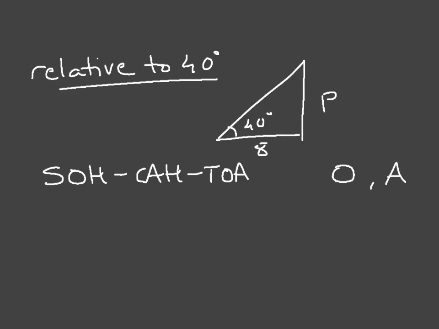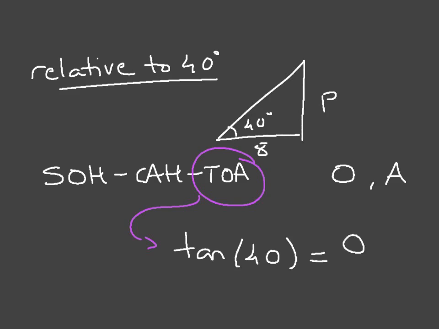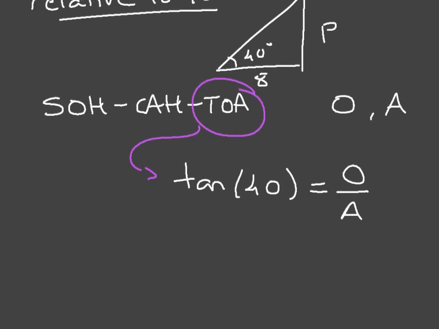Now, once again, it doesn't take us too long before we manage to pinpoint TOA. This is the only trigonometric ratio which has both O and A inside it. And so this tells us that the tangent of the angle that we have, which is 40, is equal to the opposite side length divided by its adjacent side length. And the opposite side length is exactly what we're looking for. Tan 40. The opposite side length is P, and we are given the adjacent side length 8.